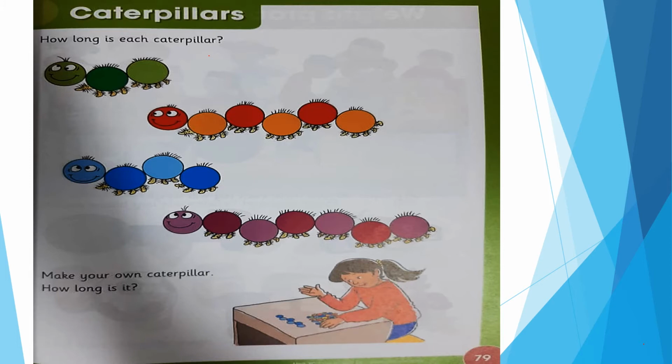Okay. Now, for us to get the answer, we need to count. So let's count. 1, 2. So the length is 2. Now let's look at the next one. How long do you think this is? Let's count. 1, 2, 3, 4, 5. 5. Now I want you to do the rest of the activity. Do the rest of this and put your answers here.